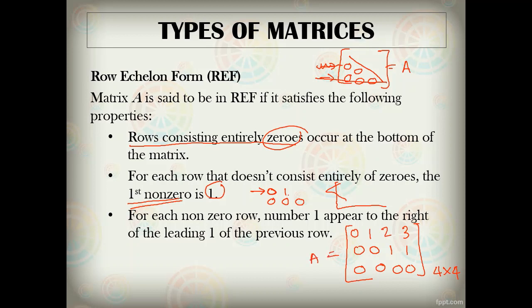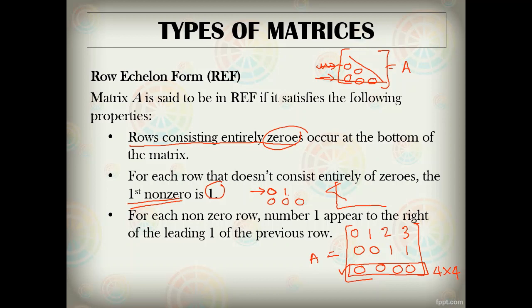I name it A. For this matrix, rows consisting entirely of zeros occur at the bottom. Correct or not? Correct, because all the zero entries occur at the bottom. It cannot be in the middle, and it cannot be at the first row or the previous row. If the entries are entirely 0, it must occur at the bottom. So it satisfies the first condition, the first property.